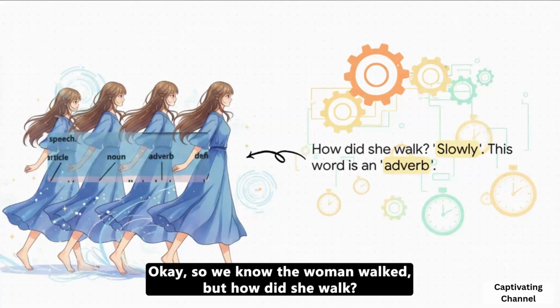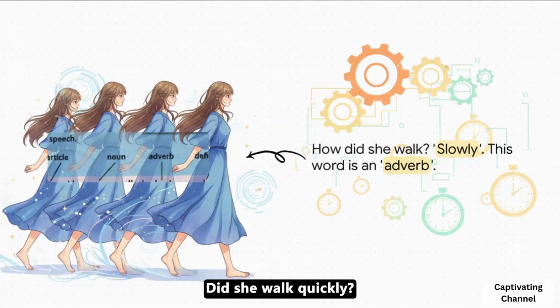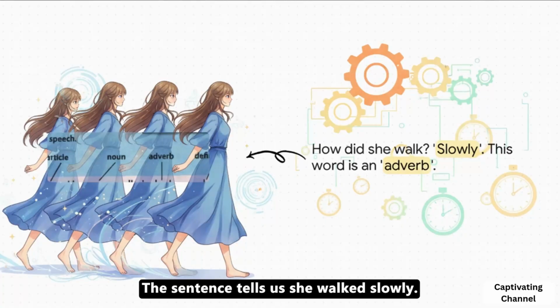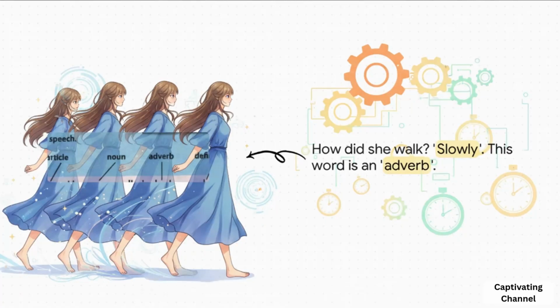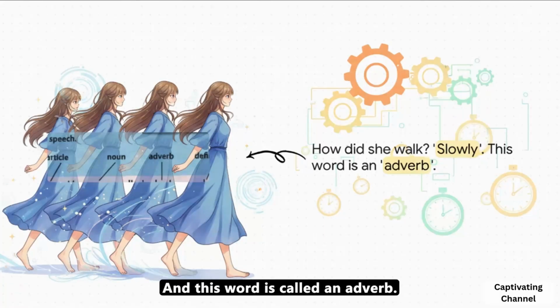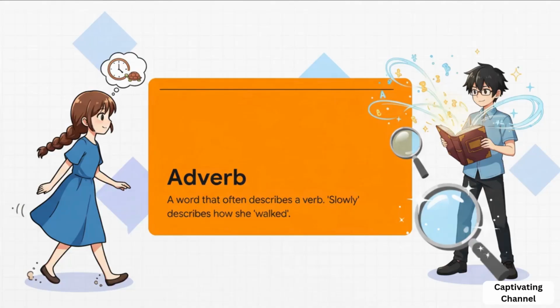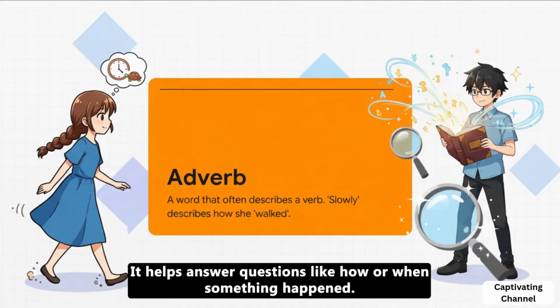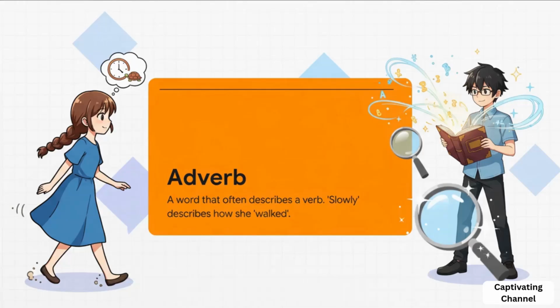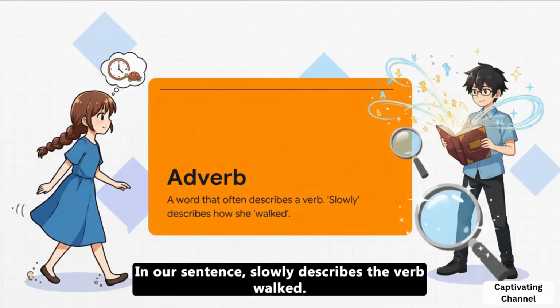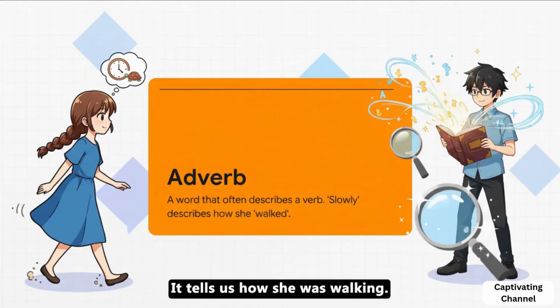Okay, so we know the woman walked, but how did she walk? Did she walk quickly? Did she walk loudly? The sentence tells us she walked slowly. And this word is called an adverb. An adverb often adds more detail to the verb, to the action. It helps answer questions like how or when something happened. In our sentence, slowly describes the verb walked. It tells us how she was walking.